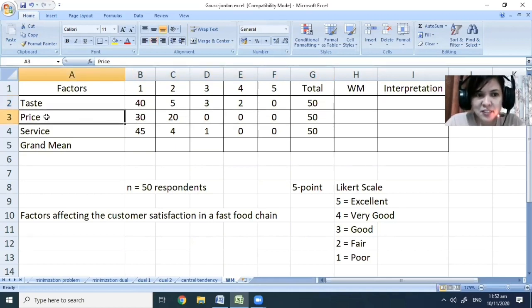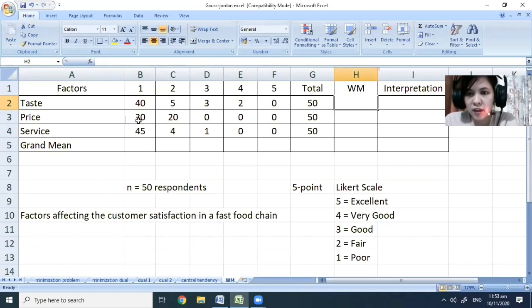Then, per price, the majority answered poor with 30 respondents who answered 1. And even service, the majority answered poor with 45 respondents. So that's the meaning of weighted mean, wherein the data or the scores are not equally distributed. Kasi more likely our scores are compressing at the left side. Dun sila sa mabababa, or negative feedback or response. How are we going to compute the weighted mean?